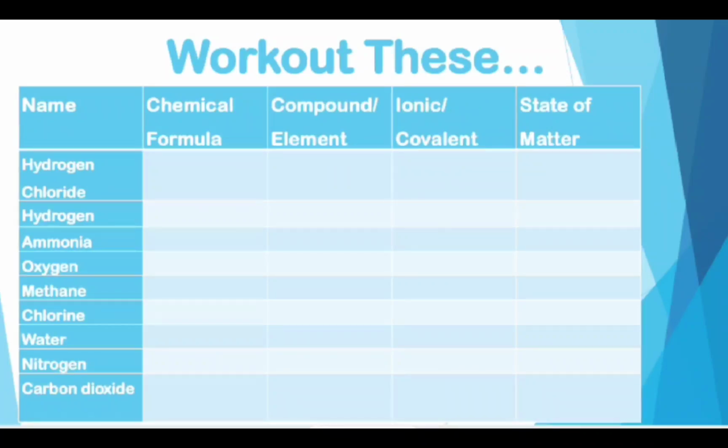Let's work out this table now. Hydrogen chloride. Hydrogen requires 1 atom. Chlorine also 1 atom. So both require 1. Is it a compound or an element? It is a compound. What do you think it is bonded with? Is it an ionic bond or a covalent bond?